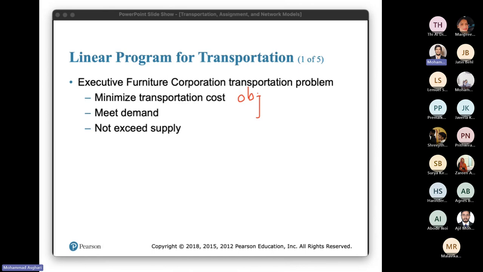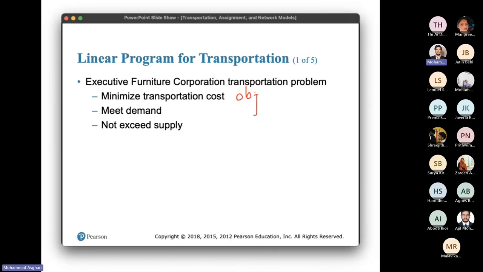And also about meeting the demands. If the demand in Canada is 70 units, is it fine that you supply 65 units? It is not in our interest. So we don't want this to happen. Meeting the demand refers to this point. So we know the objective function, and we know the constraints here. We should meet demand, and we cannot exceed the supply.